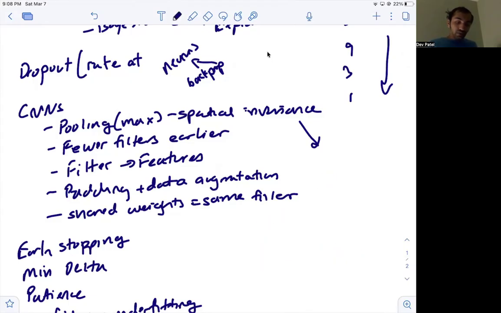Data augmentation is when you shift or distort an image in a slight manner, where you change an image slightly such that your model is able to generalize better.